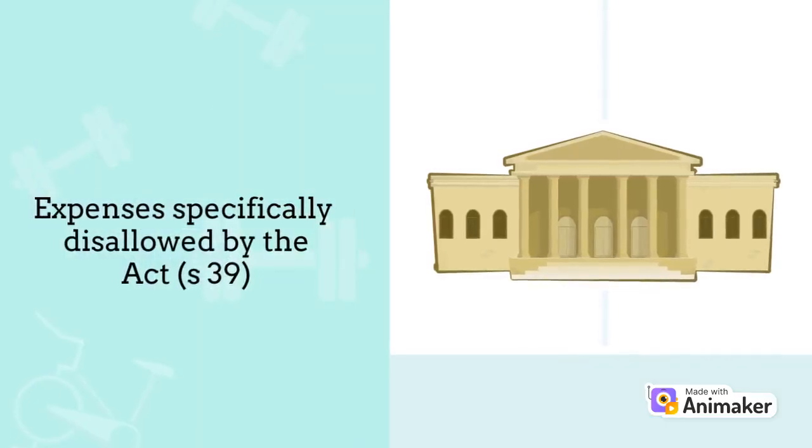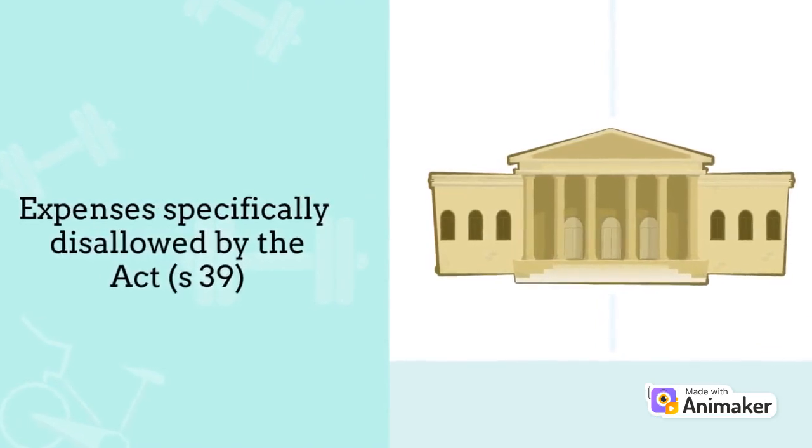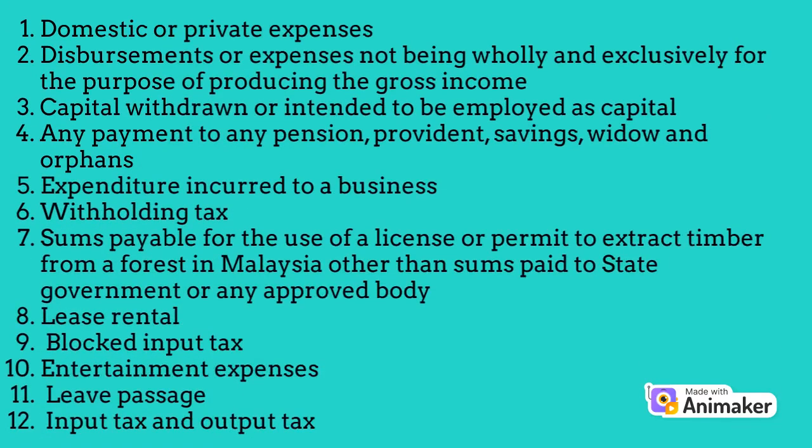Expenses specifically disallowed by the Act, S39. Domestic or private expenses, disbursements or expenses not being wholly and exclusively for the purpose of producing the gross income, capital withdrawn or intended to be employed as capital, any payment to any pension, provident, savings, widow and orphans fund, expenditure incurred on a business, withholding tax. Sums payable for the use of a license or permit to extract timber from a forest in Malaysia, other than sums paid to the state government or any approved body, lease rental, blocked input tax, and passage, input tax and output tax.